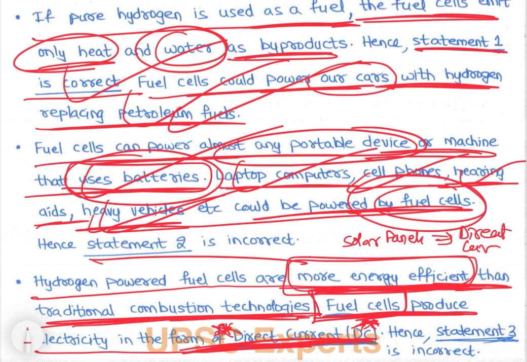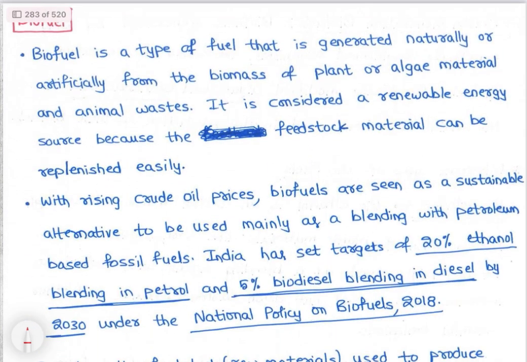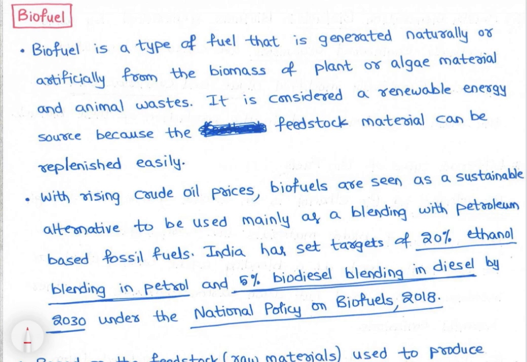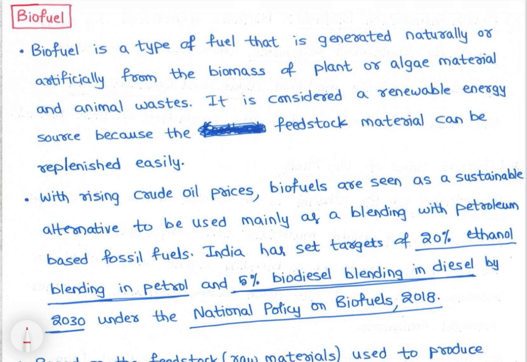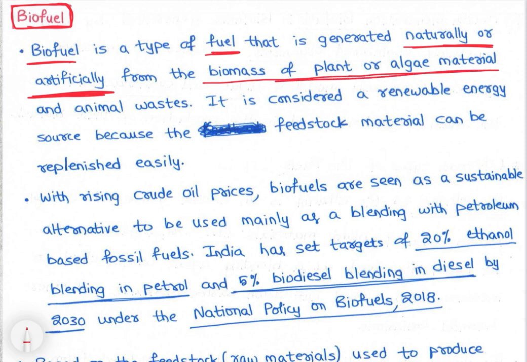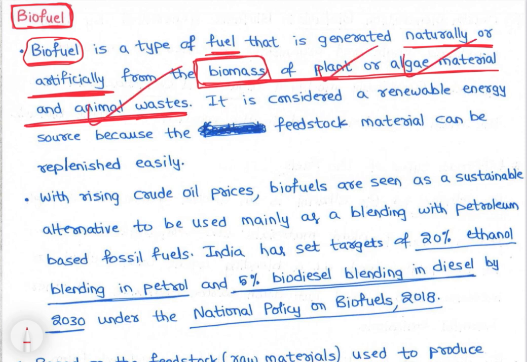So now let's deal with biofuels, again an important topic. See, biofuel is a type of fuel that is generated naturally or artificially from the biomass of a plant or algae material or animal waste. Any fuel that is generated artificially or naturally from biomass of a plant, algae material and animal waste is called biofuel, right?